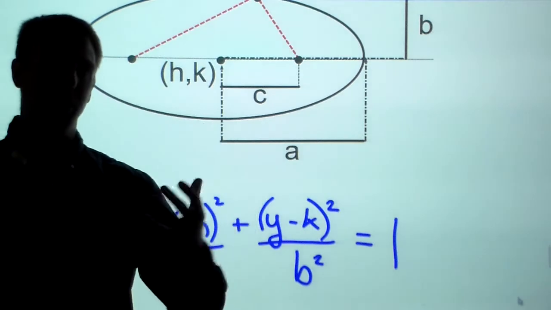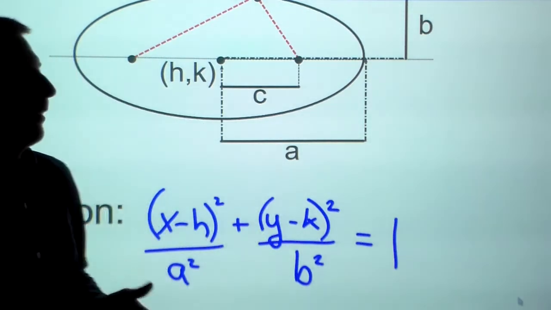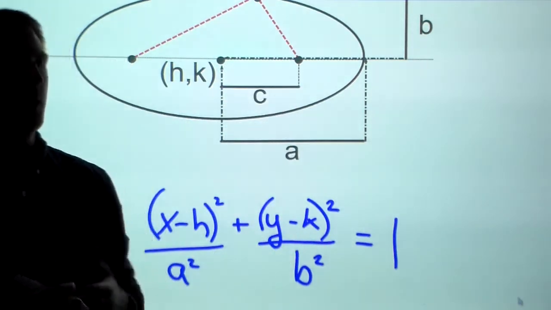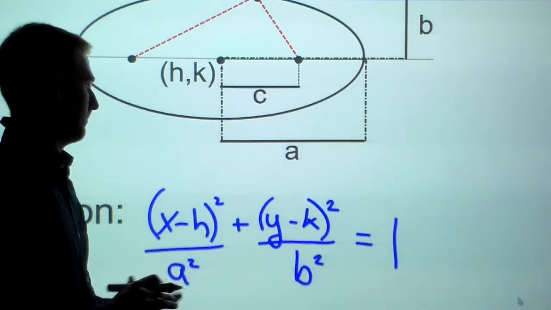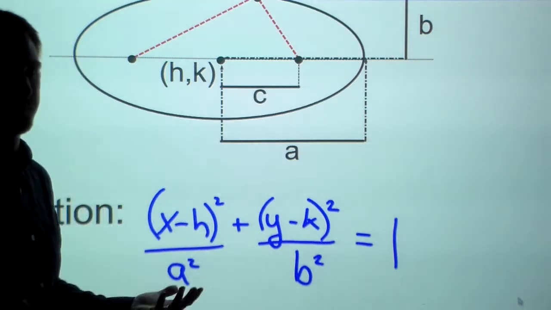A is the longer one, B is the shorter one. That's really the only thing that matters. That will matter when you get into defining the focus. That's why I'm making a distinction there. But really, that's how you decide which one you call A and which one you call B. The bigger one you always call A.